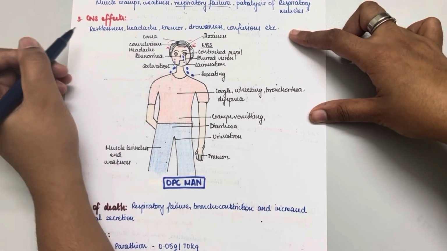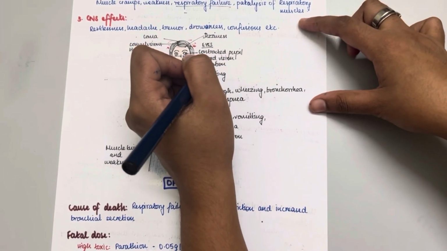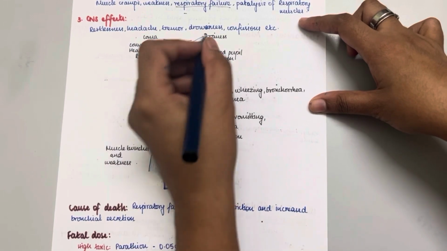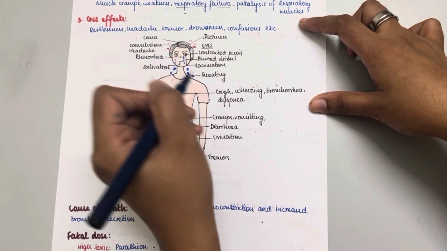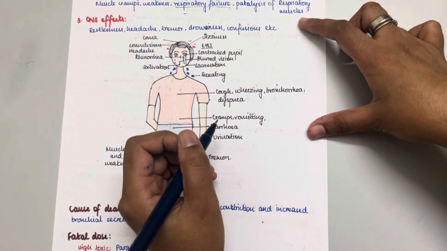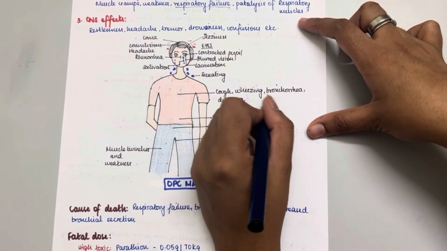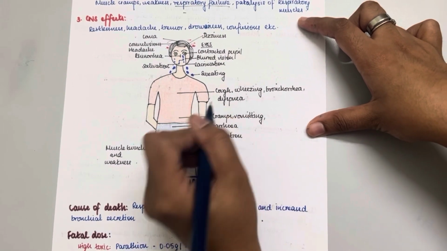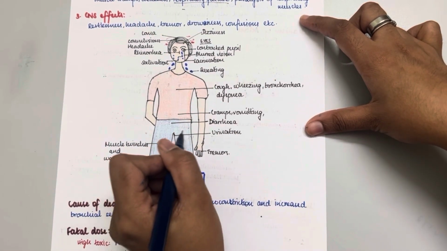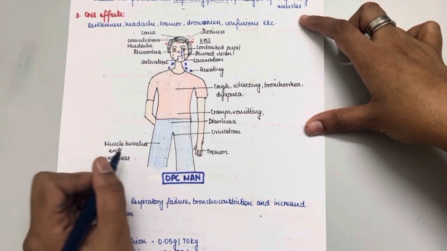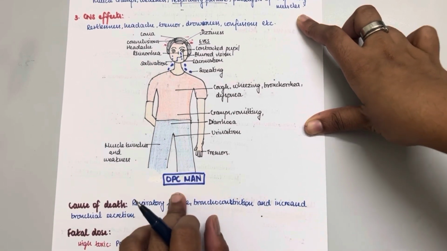All these are CNS effects. Next, let us see about the muscarinic effects, that is excess secretions, that is salivation, lacrimation, sweating, blurred vision, contracted pupil, all that. Next, let us see about the respiratory system effects, that is cough, wheezing, bronchorrhea, dyspnea. And then abdominal issues, that is cramps and vomiting, then diarrhea, urination, tremors, muscle twitches and weakness. So this is the typical presentation of OPC poisoning.